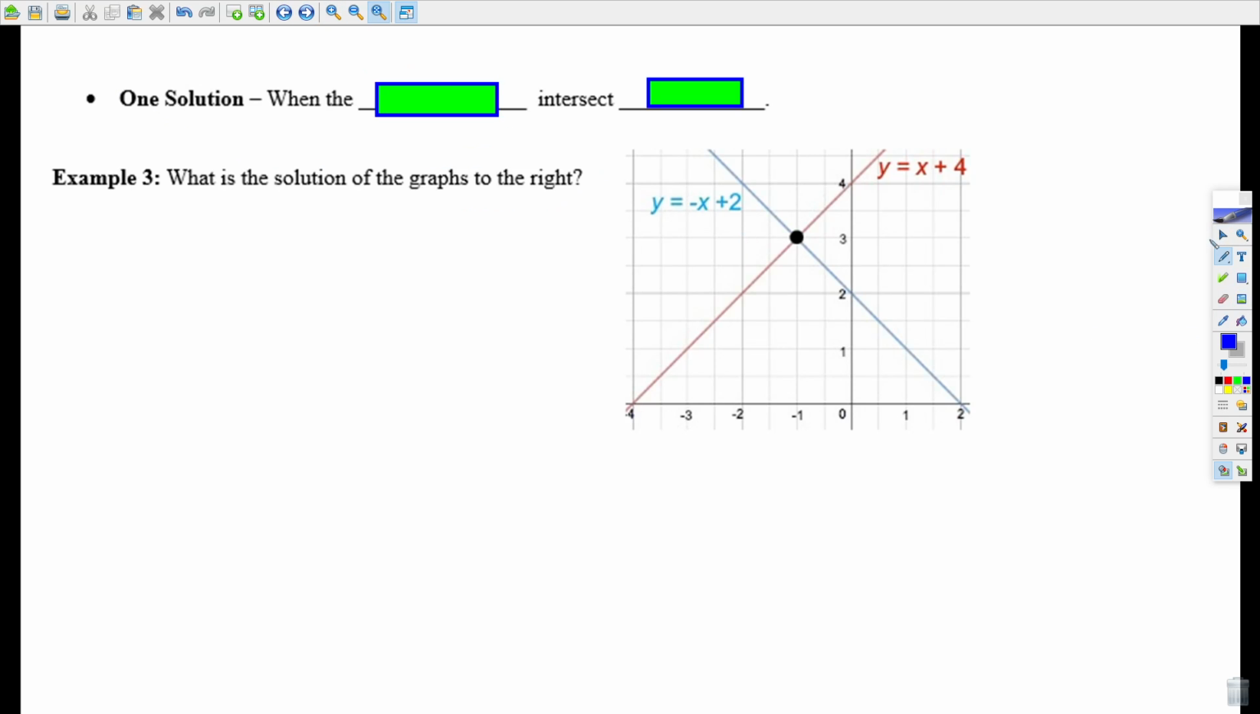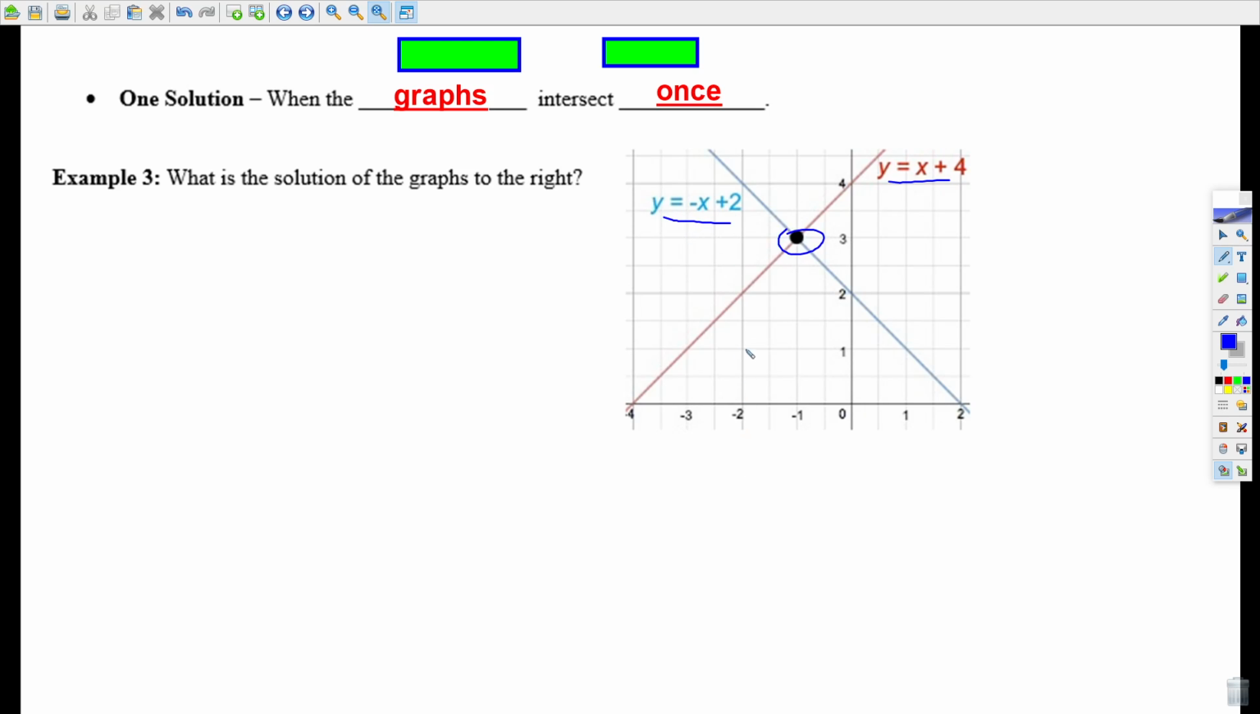The next possibility would be like what you did in the warm-up. If you graph those two, you get one solution. That means they intersect at one place when the graphs intersect once. That's the second possibility. So if you look at this graph down here, it shows you what two are being graphed on the coordinate plane. We have y = -x + 2, y = x + 4. And the question says, what is the solution of the graphs to the right? So the solution to the system of the two equations here would be where they intersect. So we just have to figure out what is that point. And that would be (-1, 3). There it is. That's the solution to the system.